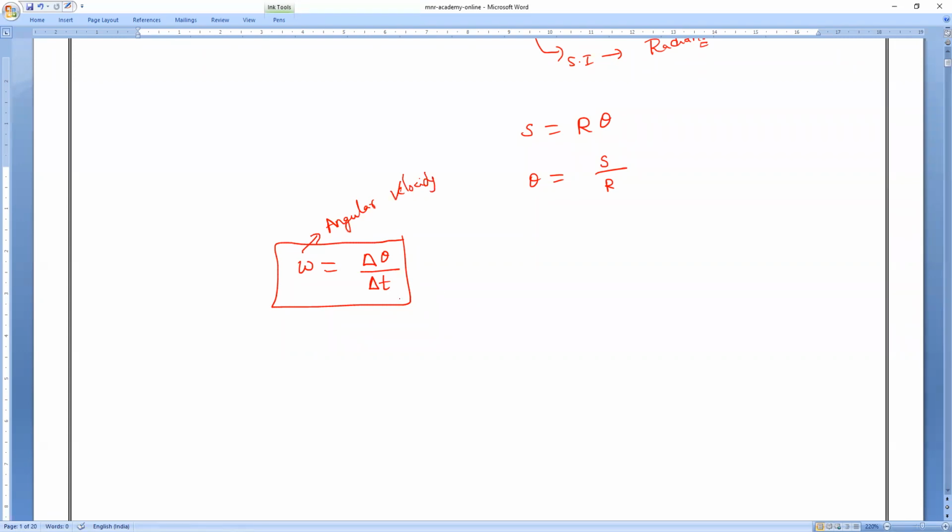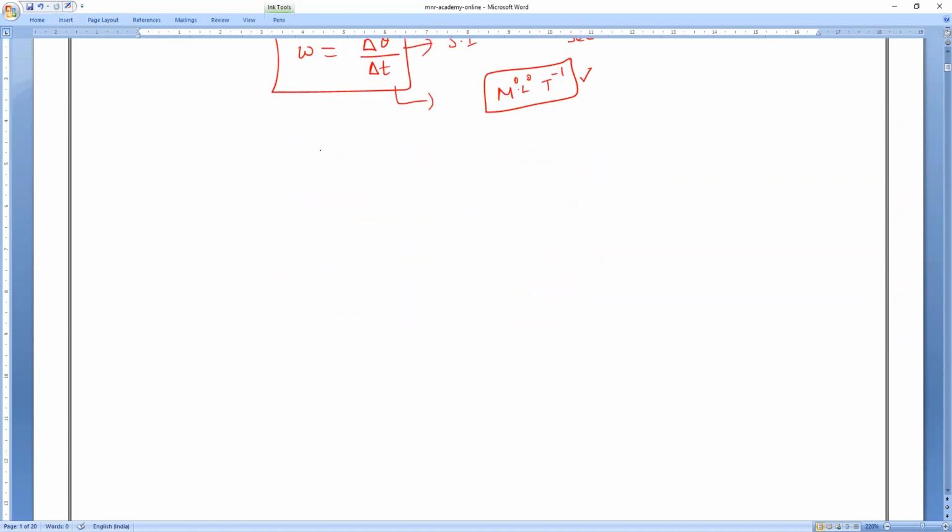What are the dimensions of angular velocity? We found that it is M^0 L^0 T^-1. Am I right or wrong? And what is the SI unit of this? The SI unit is radians per second. Correct? So that is what you have to understand. Clear, everybody? We studied these things yesterday.